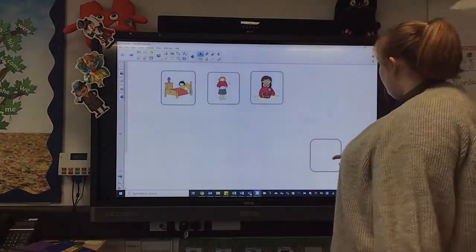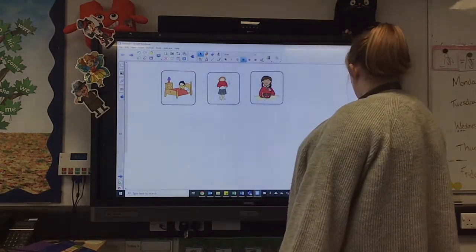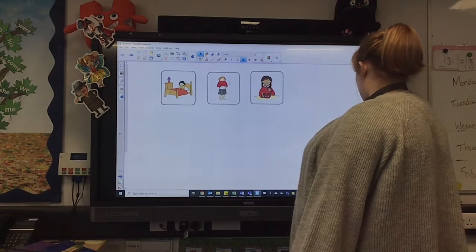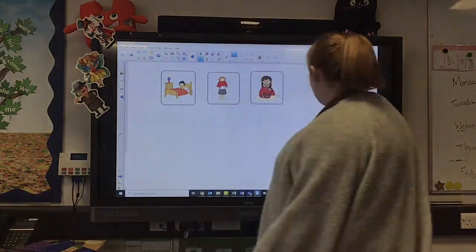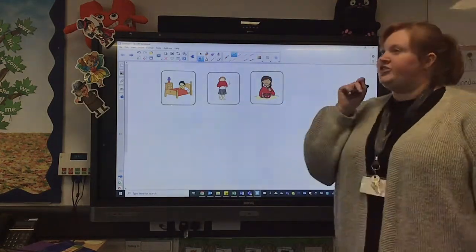Now I've got one more picture at the end. I wonder... Oh, it's going to let me move it. If you're in my class, you'll know Miss Ransom's not very good at computers. Now in this picture, this one would come after she's eaten her breakfast.